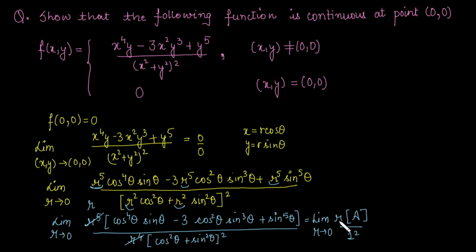Now when r is approaching to 0, this function is approaching to 0. It means the limit in this case is equal to 0. Since the limit as x comma y approaches to origin is equal to the function value, so we can conclude that the function is continuous at the point 0, 0.